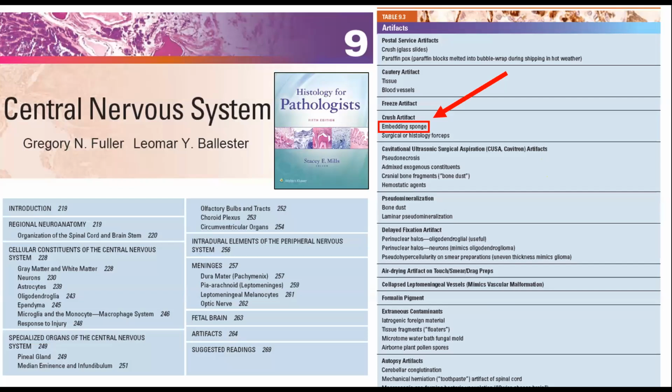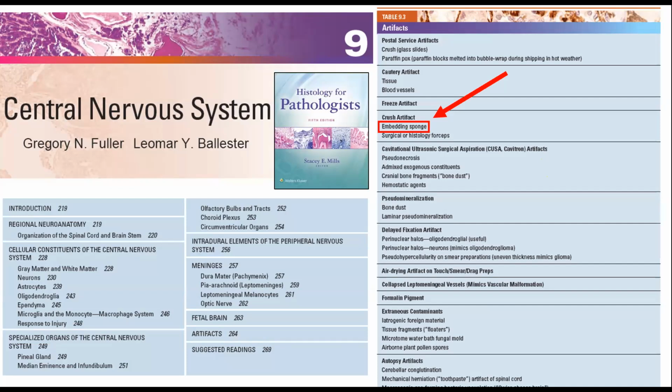Okay, another good resource, Histology for Pathologists, 5th edition, Fuller, Ballester, Central Nervous System, Chapter 9. And here, you see the big red arrow, embedding sponge, one of many artifacts that we see in the brain. And it is the job of the oncologic neuropathologist to be familiar with all of them.